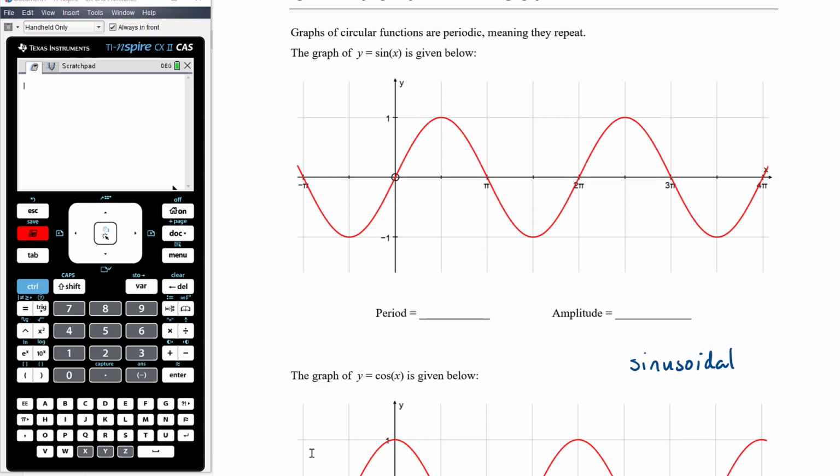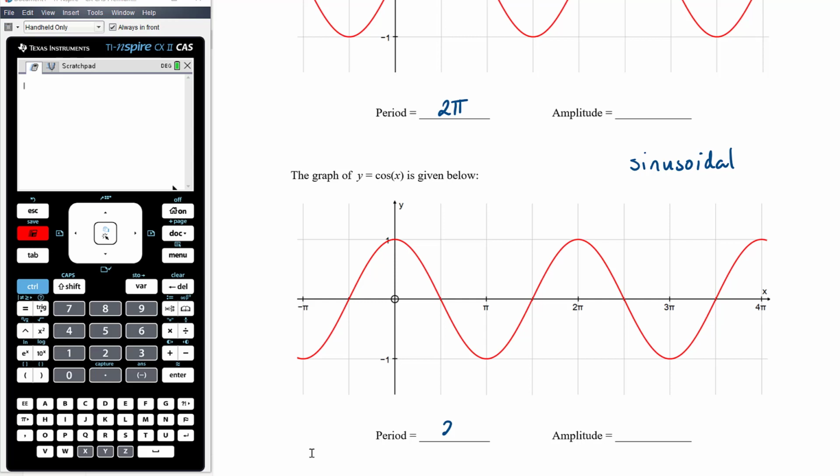Same is true for cosine. So the period we've established is 2 pi. Okay, that's true also for the cosine function. Period is 2 pi. You look at a window that is 2 pi wide. Doesn't matter where you start and finish, you're seeing one complete picture of the cosine wave, and then you can repeat that.